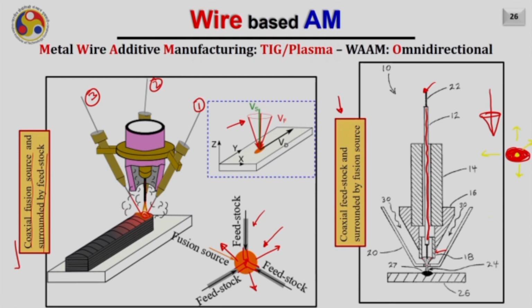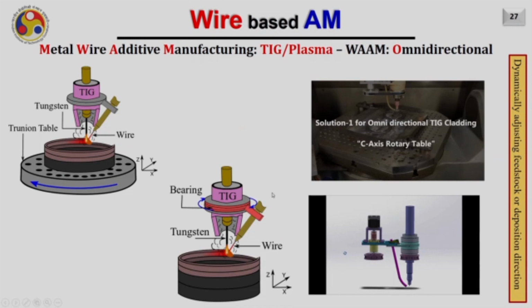This has already been filed in a patent which I have mentioned here, the provision of having a tungsten electrode. So it is very much possible. Next very popular method of achieving omnidirectionality in TIG is by dynamically adjusting the feedstock or deposition direction.